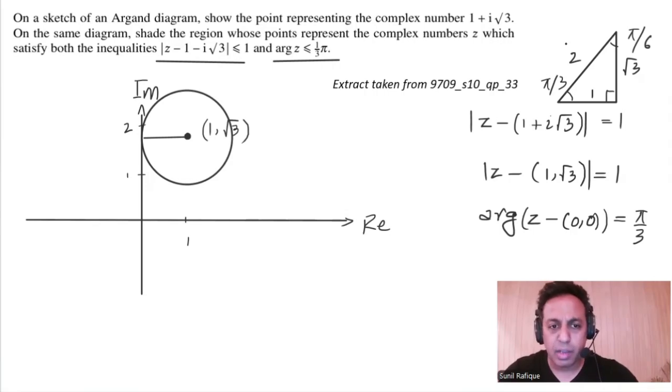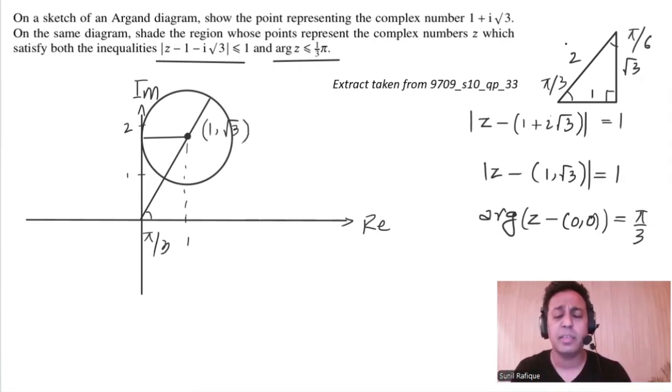So I know that this argument, this loci, will pass through the origin. And why is that so? Remember, guys, this is a root 3. You can check this vertical distance, and this is a 1. So this angle, if this is pi over 3, it will pass through the center.